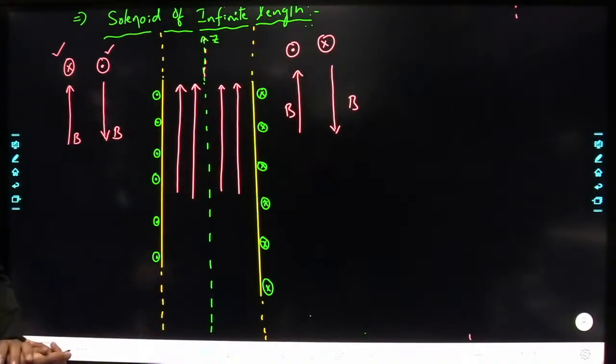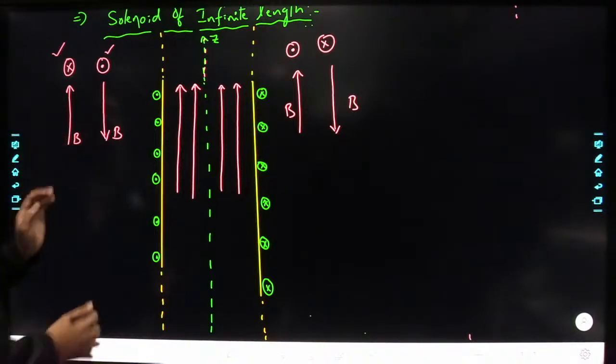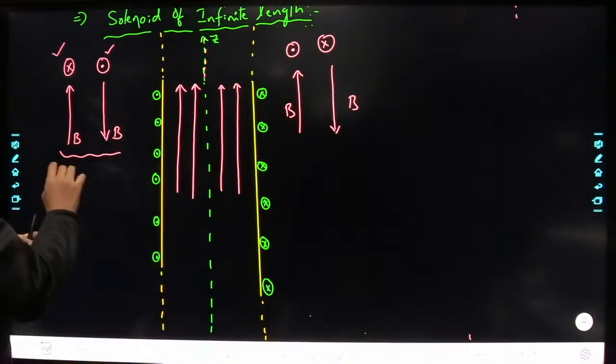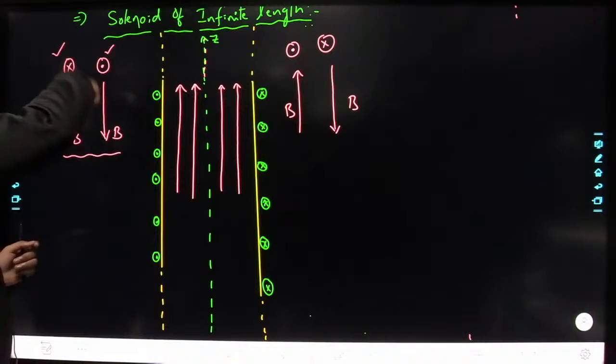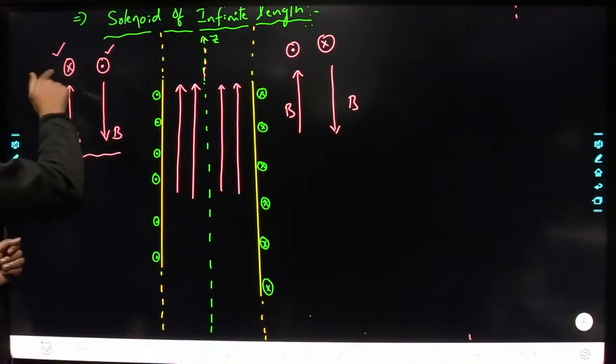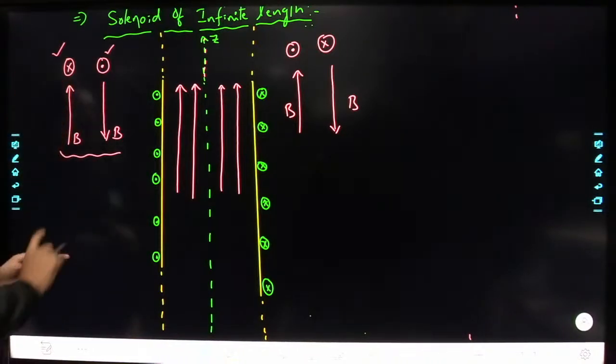From this, what we have observed is that outside the solenoid, due to these current elements, the B field is pointing in downward direction. Due to these current elements, the B field is pointing in upward direction.